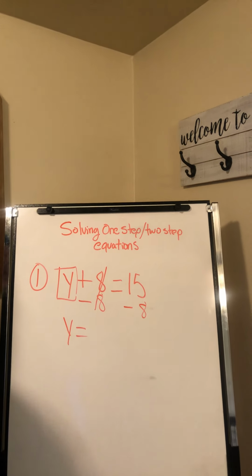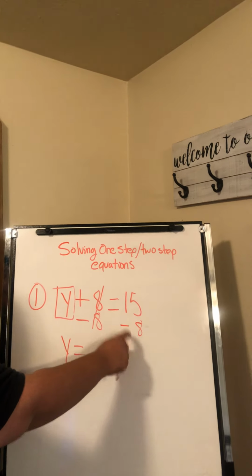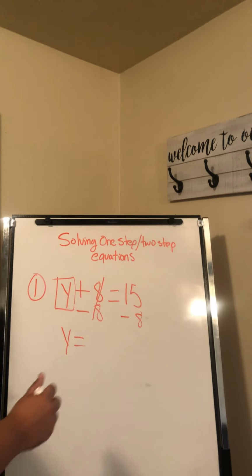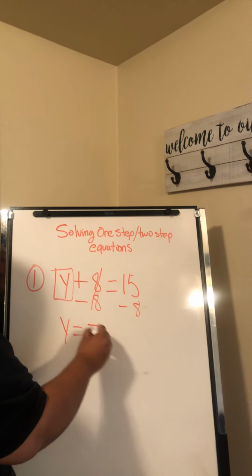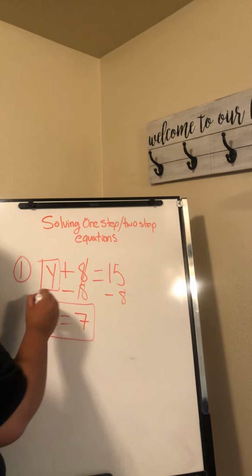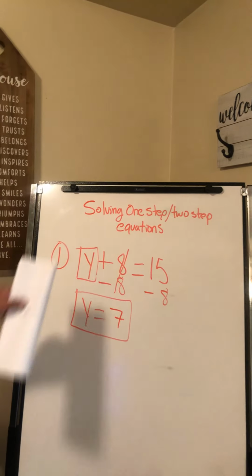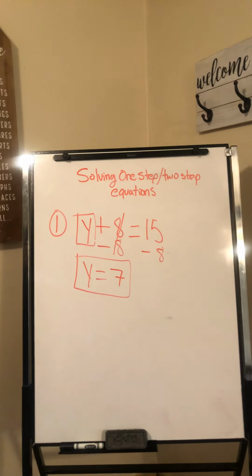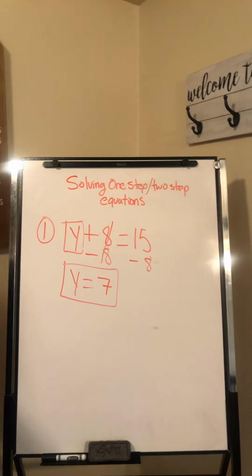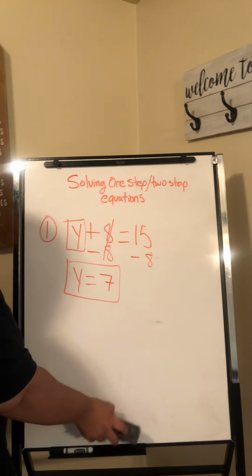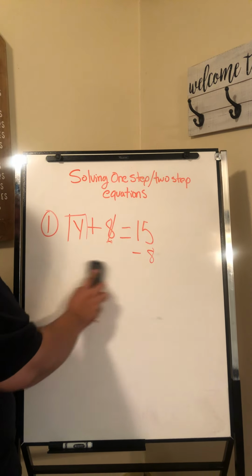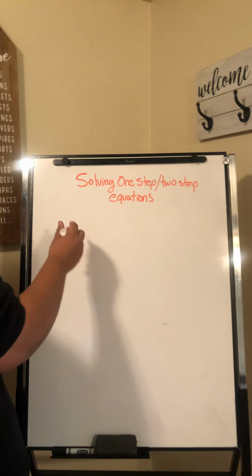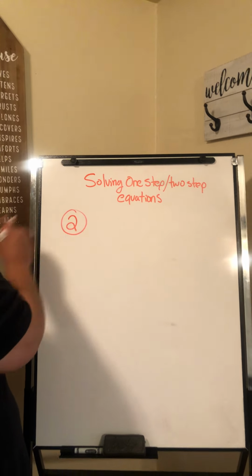Y equals. Now, 15 minus 8. What is 15 minus 8? That answer should be 7. And you are done. That is a one-step equation. Easy as that. Now, let's jump into problem number 2, so you guys can get the gist of everything that I'm teaching. So, problem number 2.